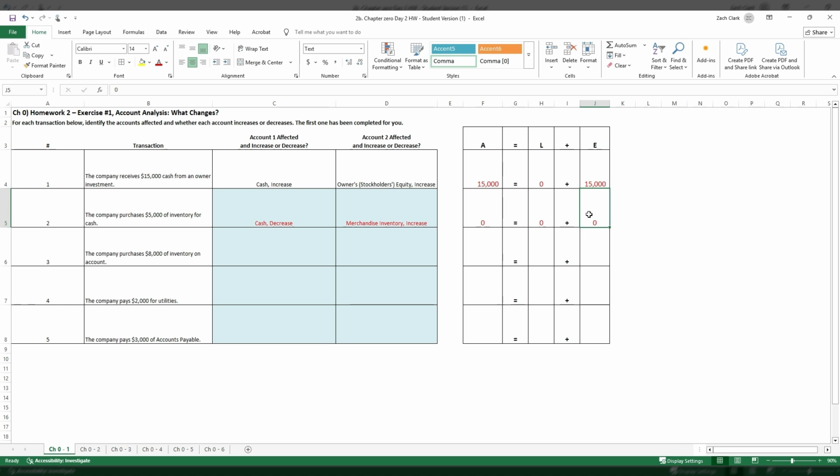And then if we look here, there's nothing, no liabilities, no equity has been affected. So 0 equals 0. That balances, makes sense. Our accounting equation is balancing. So we're good to go.